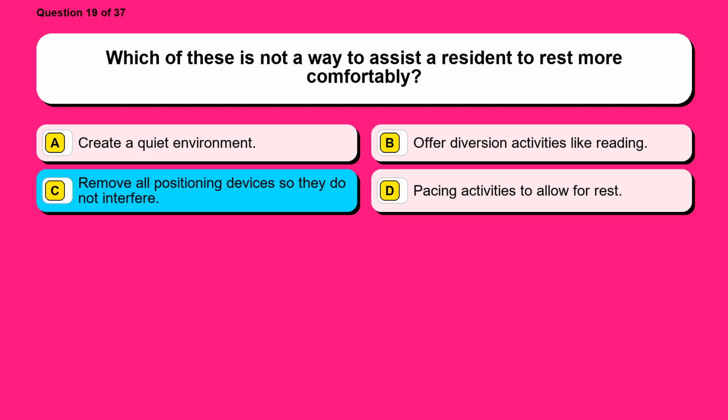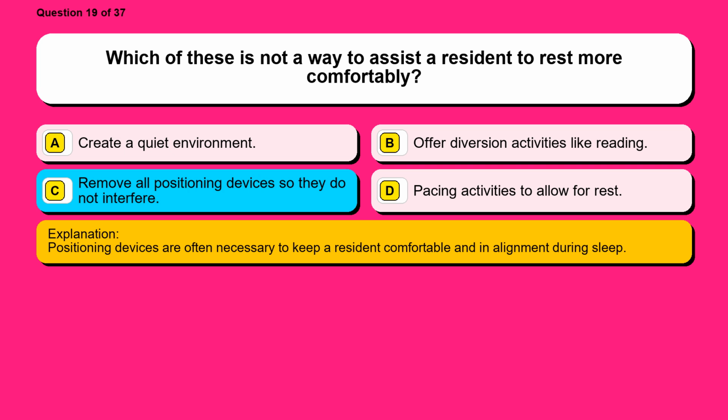The correct answer is option C. Remove all positioning devices so they do not interfere. Positioning devices are often necessary to keep a resident comfortable and in alignment during sleep.